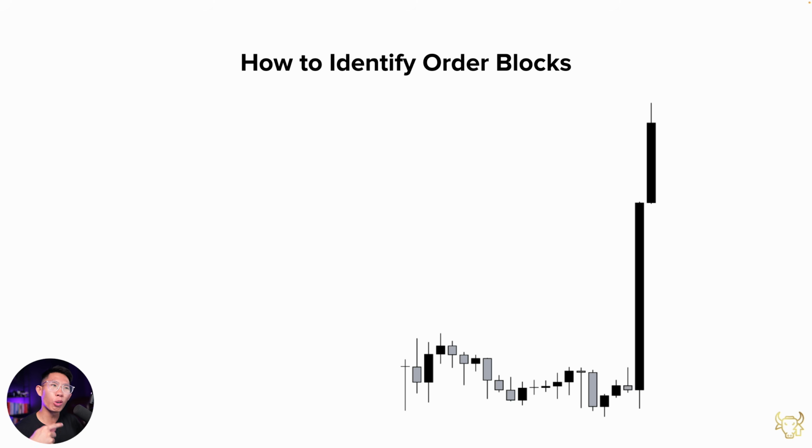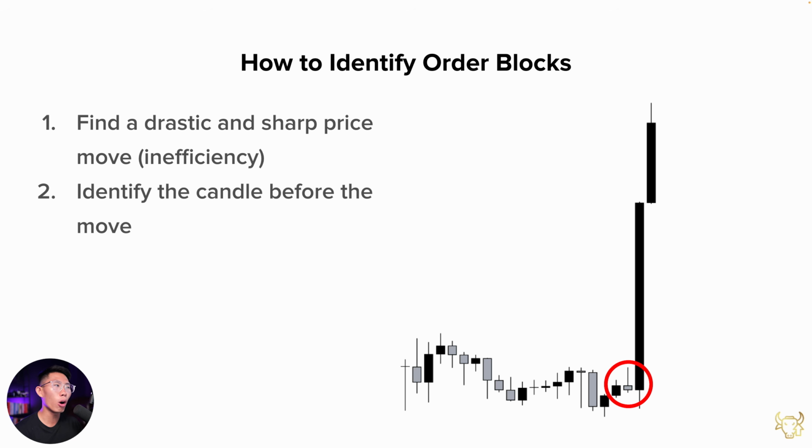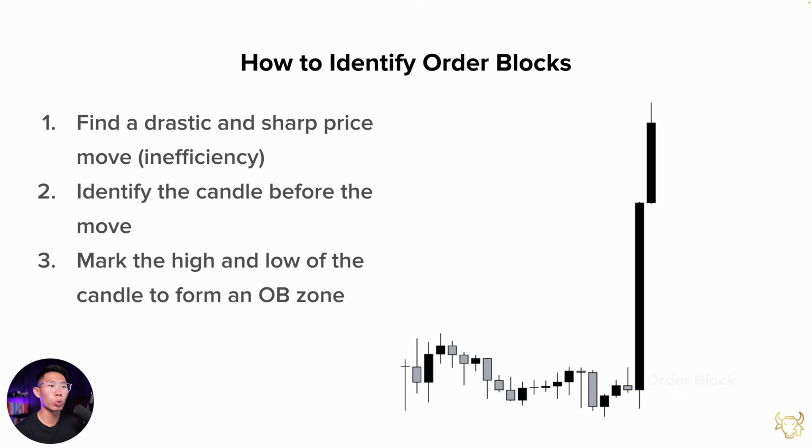Now the question becomes, how do you identify order blocks? I have this simple 3-step process which you can follow. The first step is to find a drastic and sharp price move, and this is what we call an inefficiency, right? Where price has created this huge move, most likely because smart money have entered the trade and they have entered a large amount of orders. So price has to come back down to this area to fill up the inefficiency. And the next thing you want to do is to identify the candle before the move, before the inefficiency happened.